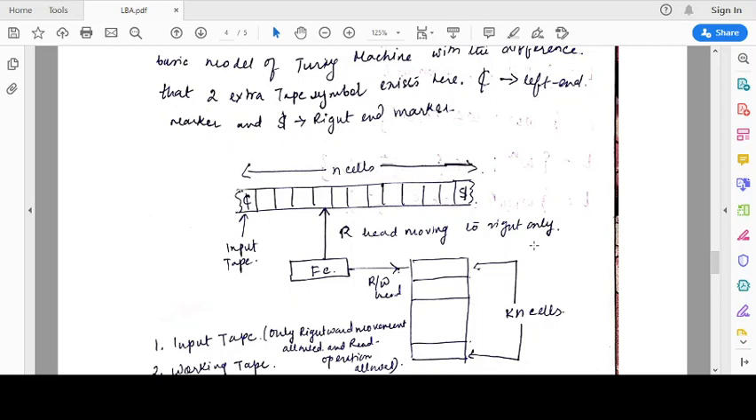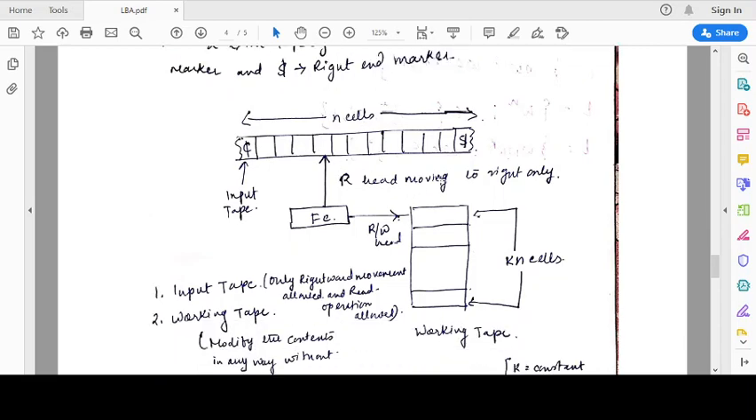Again, another constraint, students. Here we are considering that this read head can move only in the right-hand direction. And this is only an R head, not a read-write head. We will see why we are writing only R head: because this is an input tape. And we have a working tape over here, which is the actual tape that functions for the linear bounded automata. For this we have a normal read-write head, since this one was only a read head.